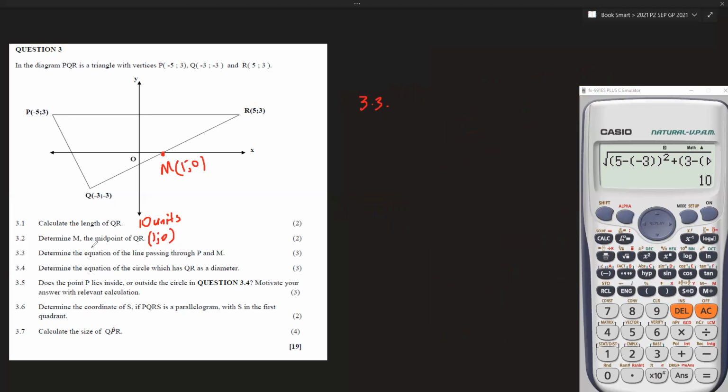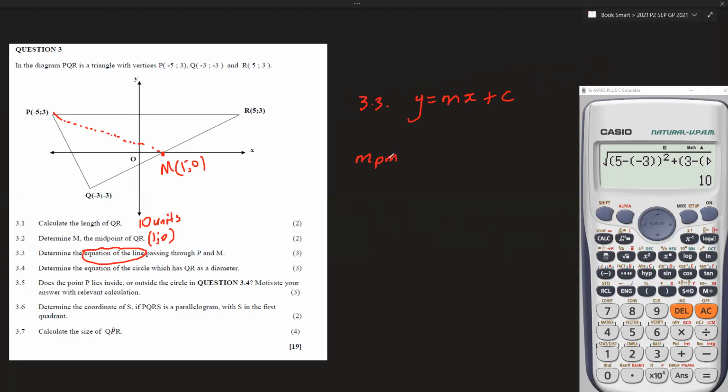Okay, 3.3, they want us to determine the equation of a line passing through P and M. So the two points that we're going to use are P and M. There's a line here, basically. Let me just try to do dotted lines. Remember, the equation of a line is always y equals mx plus c. So when they say find the equation of a line, you know you need to write your answer in this form. Firstly, I need to get the gradient of PM.